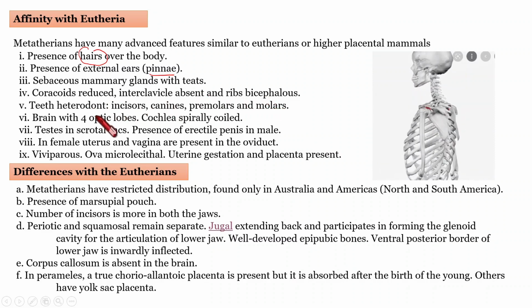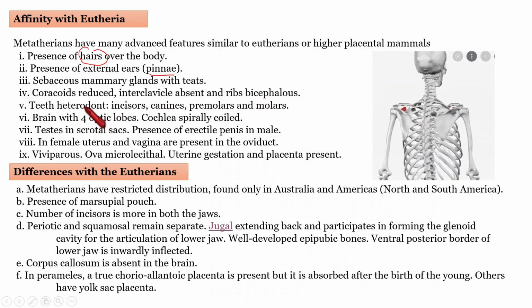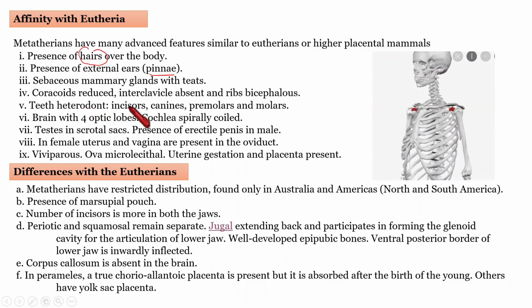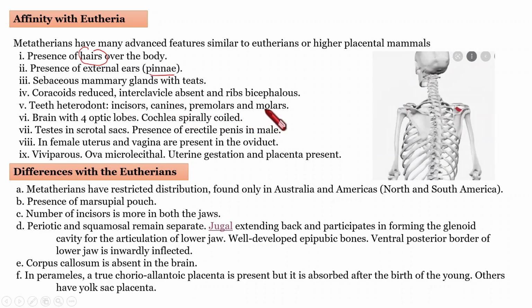Teeth is heterodont. Heterodont means teeth are of different sizes, different shapes. They are incisors, canines, premolars, and molars. Then the brain is with 4 optic lobes. And cochlea is present. It is spirally coiled, that we have already seen in the former slide. And testis is present. It is located inside the scrotal sac.